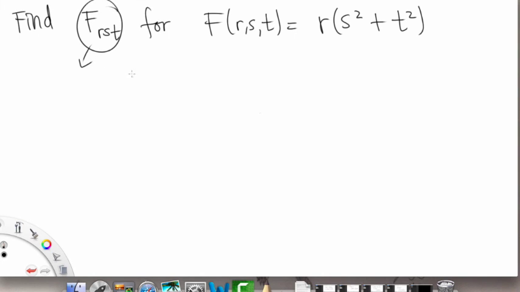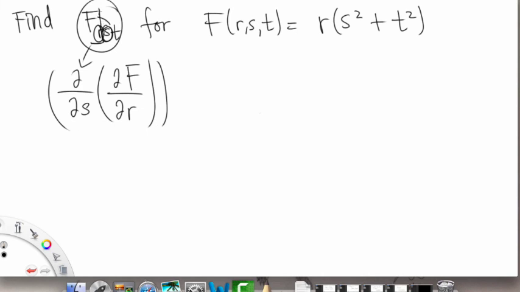So first of all, we're going to take our f and take the partial derivative with respect to the closest variable. That would be our r, right? That's the closest variable. And then the next step is to take the partial derivative with respect to the next closest variable to f. So that would be our s.